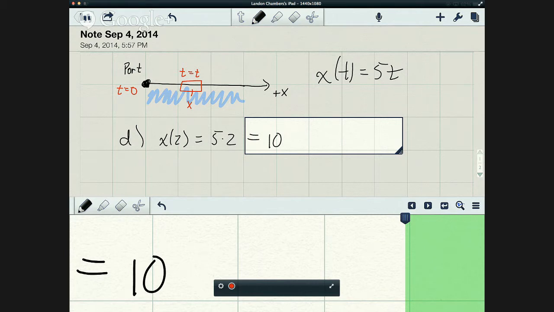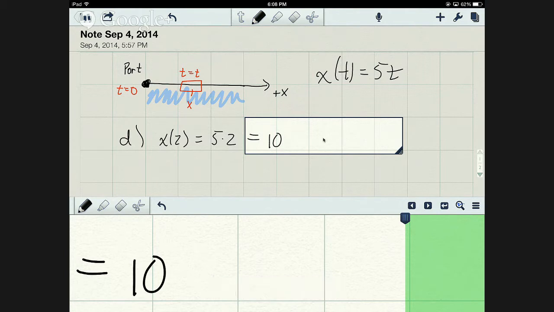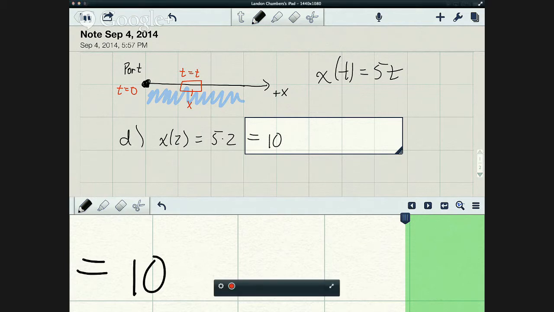I'm at part D right now. Whoa. My puppy's having a little bit of a temper tantrum. Sorry about that.